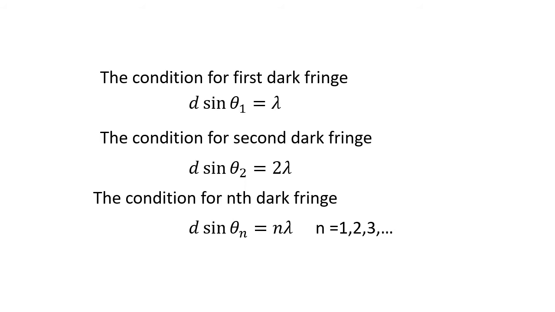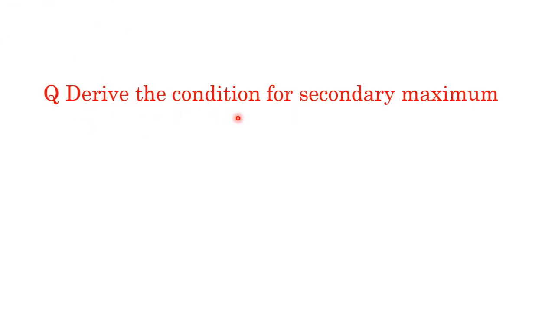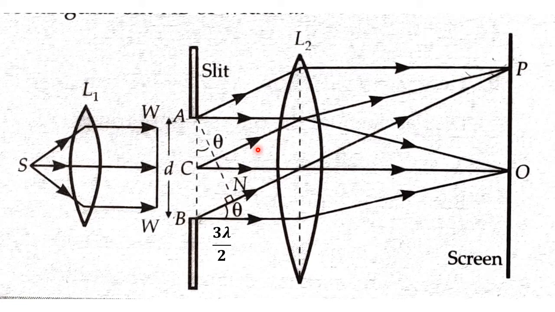Now let us move to the next question. Derive the condition for the secondary maximum. Now, as we have studied, the light coming out of the slit, or the primary wavelets coming out of the slits, are focused at this point O. So at this point I had my central bright fringe.